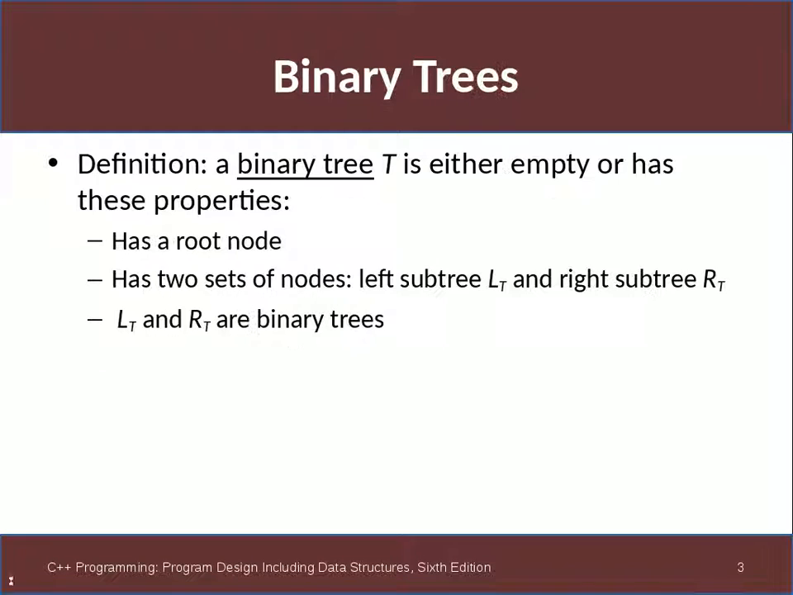All right, now those are some nice objectives. So a binary tree is either empty or has these properties. It has a root node and has two sets of nodes, the left subtree and the right subtree, and the left subtree and the right subtree are binary trees. What type of definition is this? Each tree is a tree? Bad definition. No. Every branch of the tree is another tree.